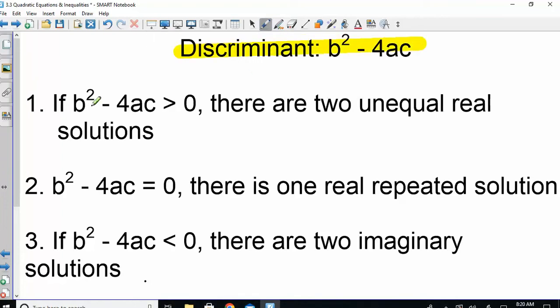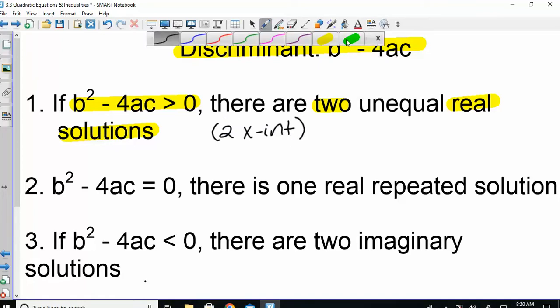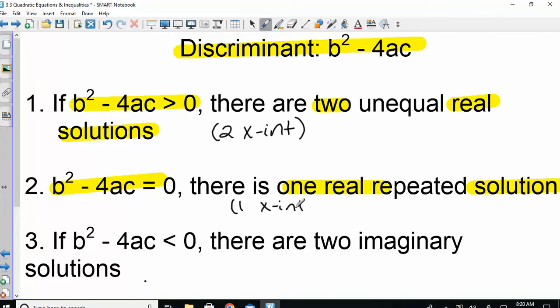You have to write all that down. If that is greater than 0, you get 2 real solutions. Or another way to think of that, it's 2 x-intercepts. If your discriminant equals 0, you get one real solution, or one x-intercept. It would have a multiplicity of 2. You get the same thing out twice.